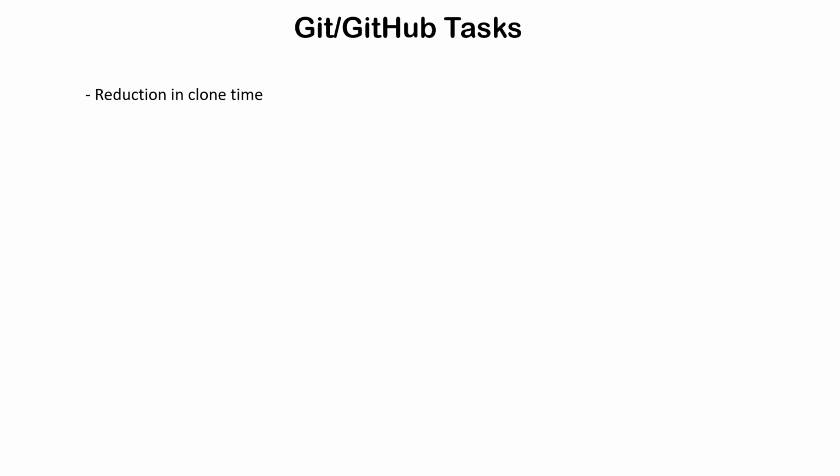The third task that I want to discuss in Git and GitHub is reducing the clone time. So we had one repository which was very huge, more than 5 GB. And while cloning that repository in the pipeline, it used to take more than 10 minutes.